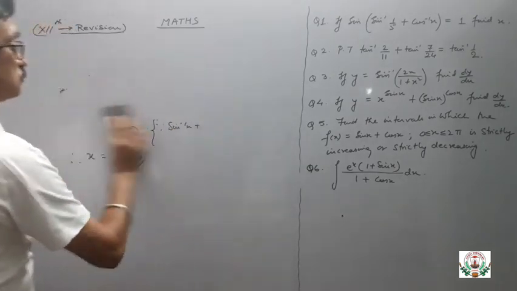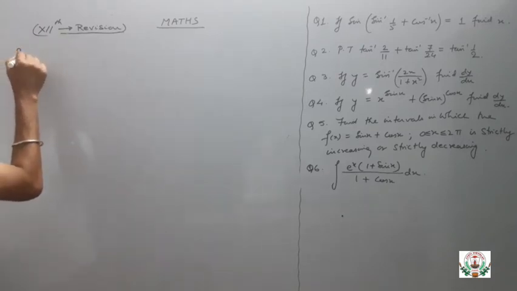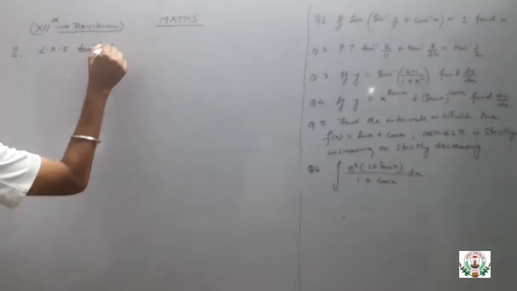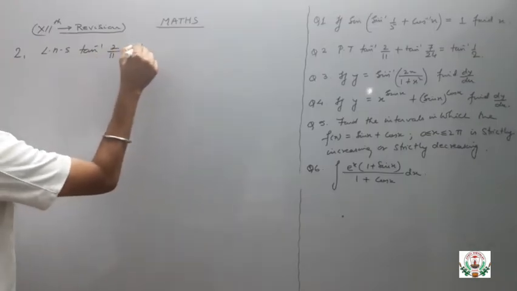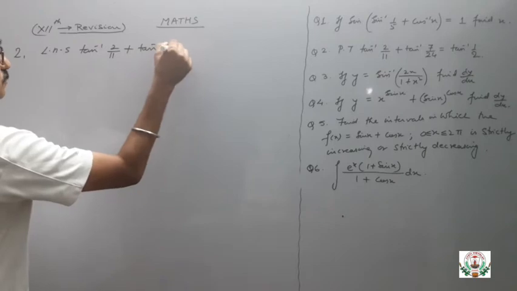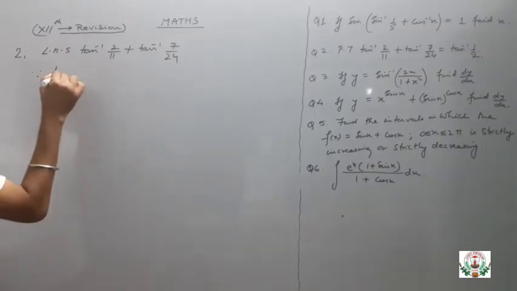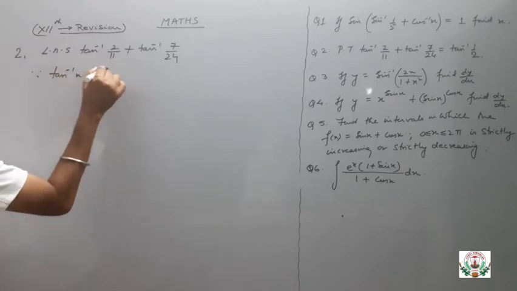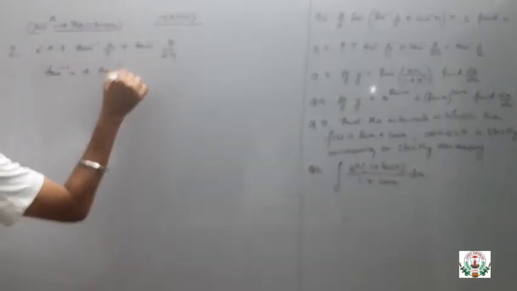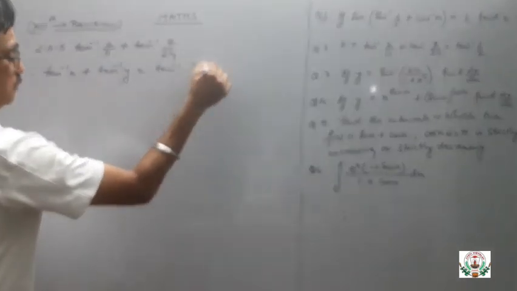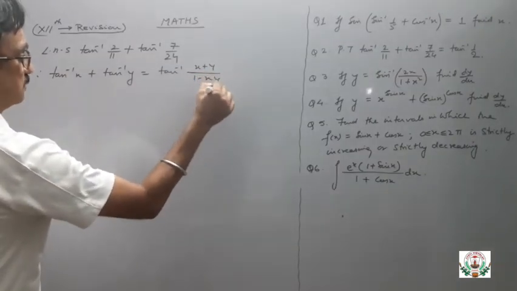Now let's come to question number 2. Prove that tan inverse of 2 by 11 plus tan inverse of 7 by 24 equals tan inverse of 1 by 2. LHS: tan inverse of 2 by 11 plus tan inverse of 7 by 24. As we know our formula, tan inverse of x plus tan inverse of y is equals to tan inverse of x plus y upon 1 minus xy.